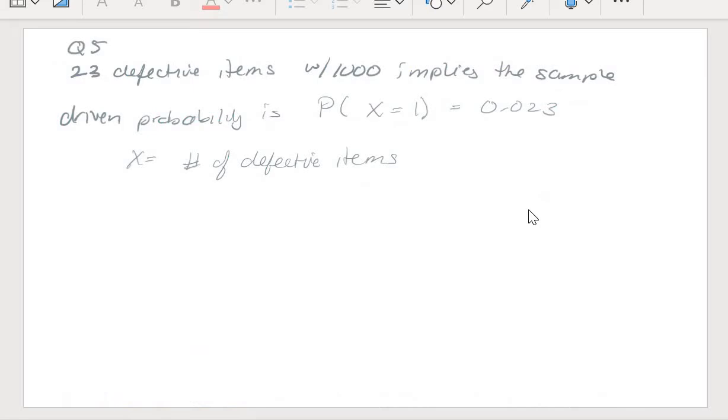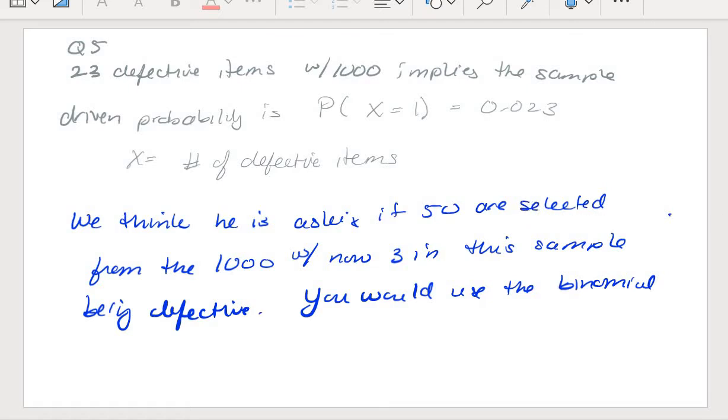The second question, and I didn't get to the third one, which is very similar, is where you had 23 defective items out of 1,000, and the sample-driven probability that you have one defective item is 0.023, where the random variable is the number of defective items. We think the real question being asked, which is not stated, is: if 50 are selected from the 1,000, what's the probability that you're going to get 3 or less being defective?